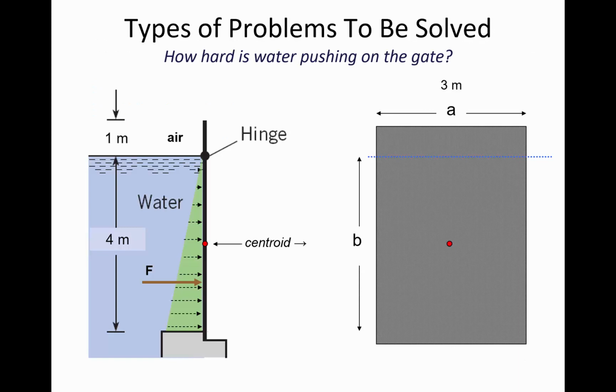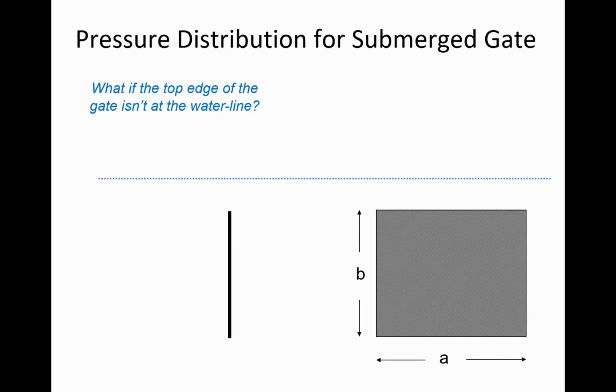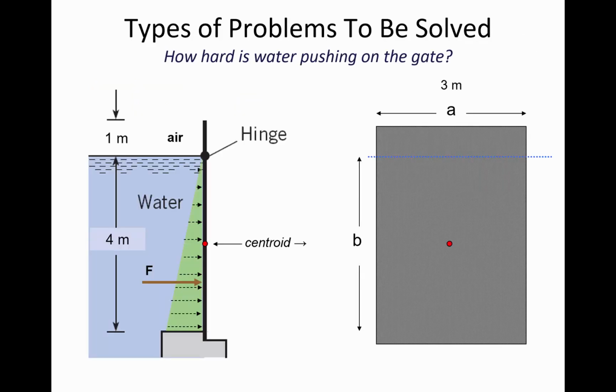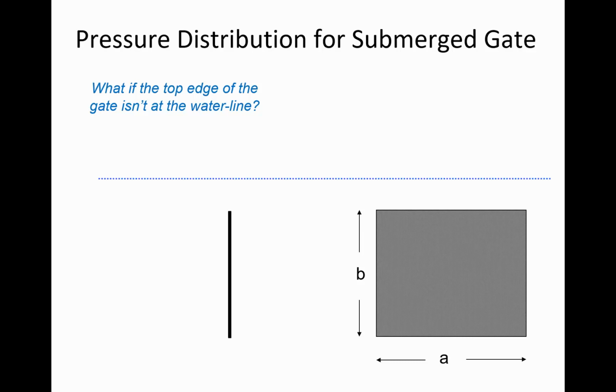All right, so here is a triangular distribution of pressure, starting at 0 and linearly increasing as we go down through the fluid. Triangular if the gate starts at the top of the water surface. Sometimes the gate is below the water surface. In other words, it's fully submerged rather than partly submerged. In this example, the gate was only partly submerged. Now in this next one, the gate is fully submerged.